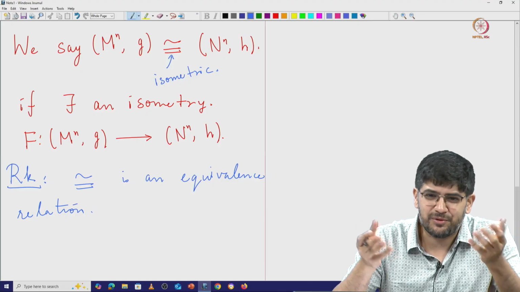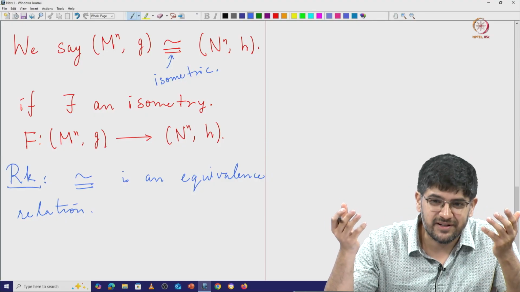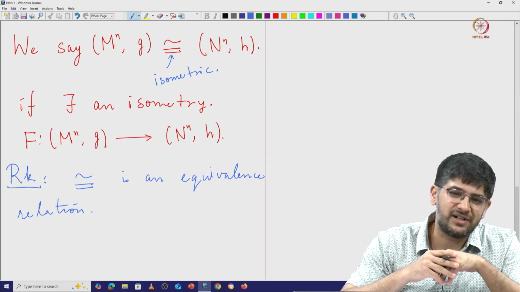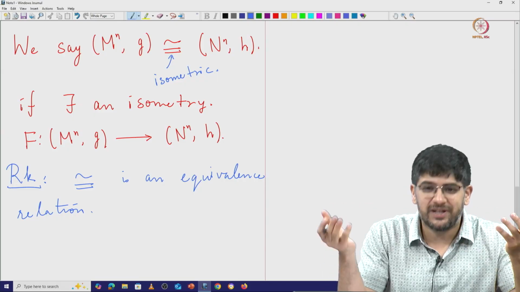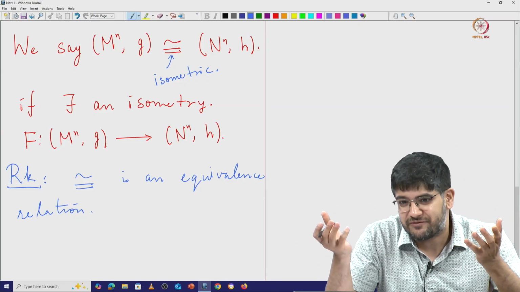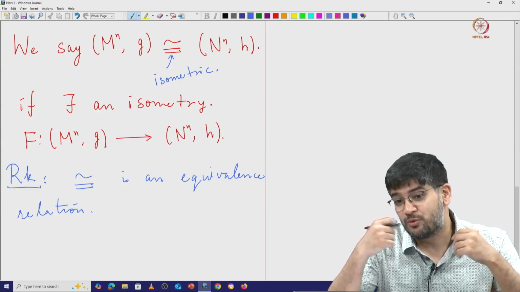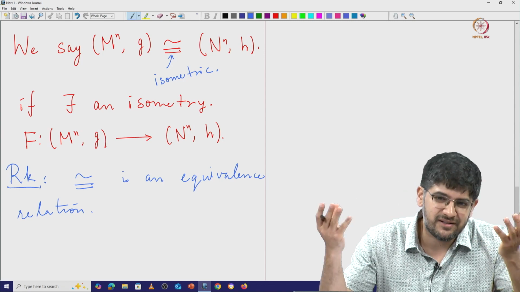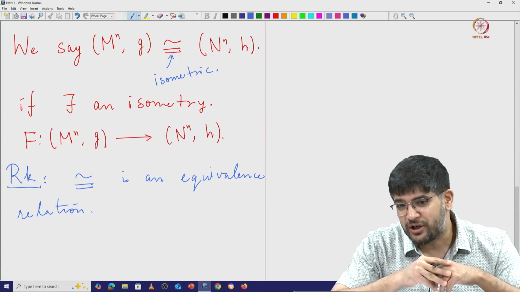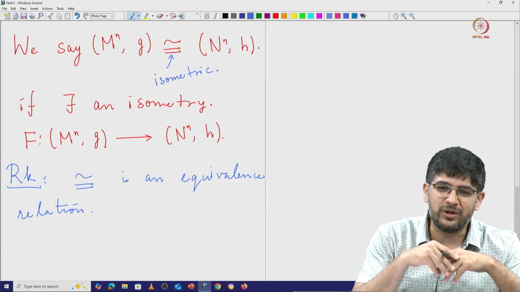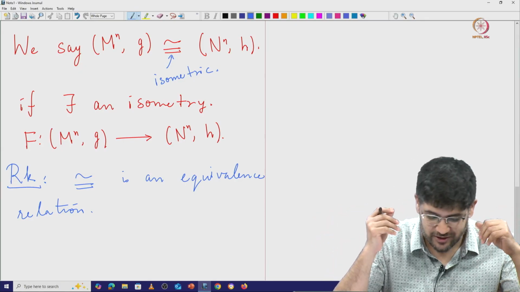So again, we see this all over math. For instance, when we study group theory, if there is an isomorphism between two groups, then as far as group theory is concerned, these two groups are indistinguishable, right. So similarly in topology, if there is a homeomorphism between two topological spaces, then they are indistinguishable from the point of view of topology. So similarly, from the point of view of Riemannian geometry, two Riemannian manifolds are indistinguishable if there is an isometry between them, if they are isometric, okay.